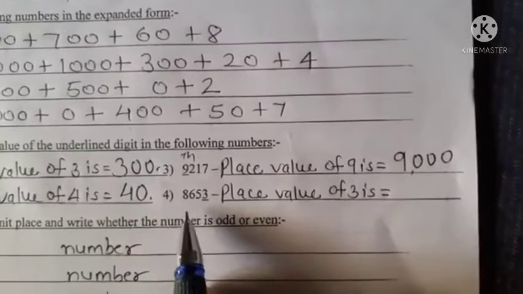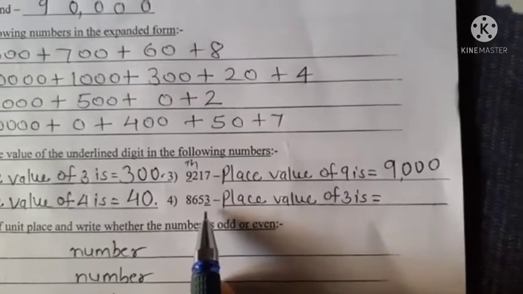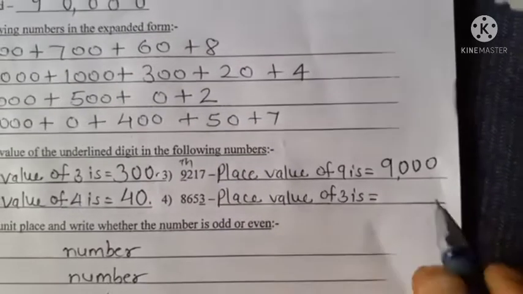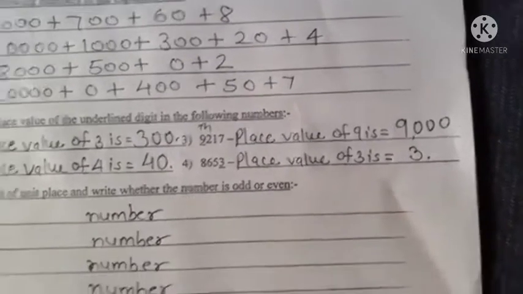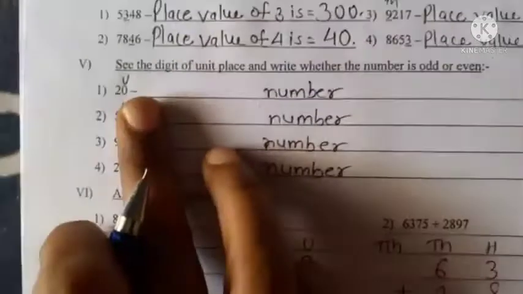Now we have fourth number 8653. Students, 3 is in unit place. So we will write as it is. Place value of 3 is 3 only, because 3 is given in unit place. Clear? Now we have question number 5.